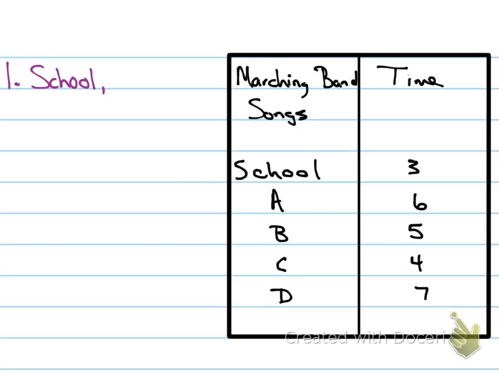I'll give you a hint on the first one. Let's see, could it be song C and D? Song C and D? Because C and D together are 11 minutes. The school song is 3 minutes. Does that keep me within my time limit? Yes, it does. 14 minutes. What other combination would be 14 minutes? What other combination would be 14 minutes, Noah?